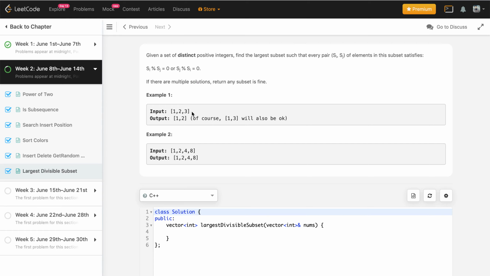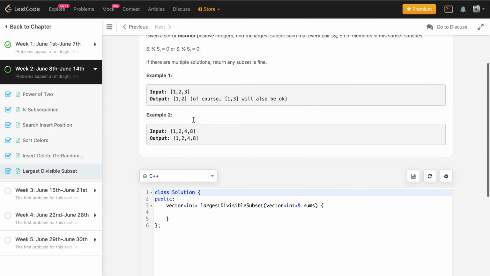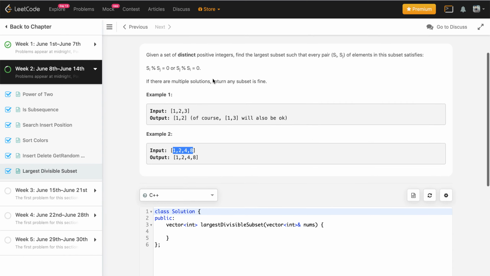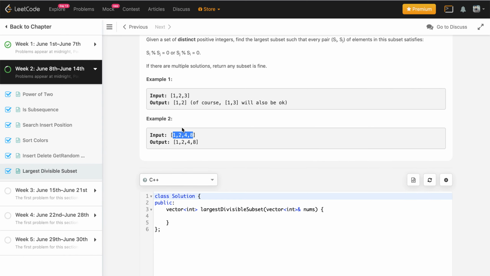For example, here we had 1 2 3, so the output is 1 comma 2. Also we could have chosen 1 and 3 as well. Here every number has the same rule that we want, like if we choose all the elements and you choose any two of them, either of them is dividing the other one. So let's say if we choose 2 and 8, 2 is dividing 8, and if we choose 4 and 2, 4 is divisible by 2.